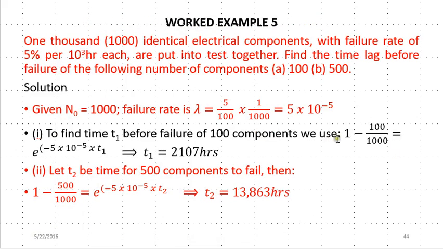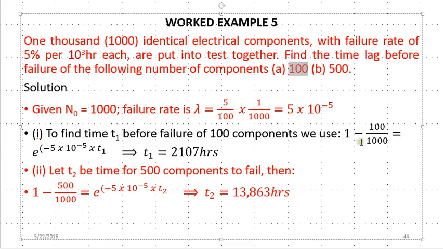And that's what I did here. 1 minus the number of failed components, 100, all over the total number of components, which is 1000, equals exponential minus lambda, which is found to be 5 times 10 raised to power minus 5, times t1, which is the time I am asked to evaluate. So looking at this formula, the only thing that I don't know is t1. If I evaluate it, it will give me 2107 hours before 100 components failed.